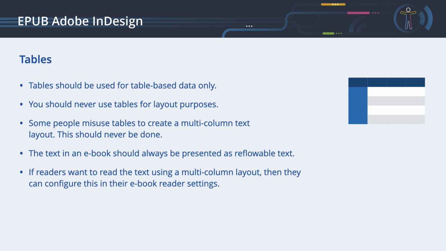One important point to note about tables. Tables should be used for table-based data only. You should never use them for layout purposes. For example, some people misuse tables to create a multi-column text layout, which should never be done. The text in an e-book should always be presented as reflowable. If readers want to read the text using a multi-column layout, then they can configure this in their eBook Reader settings.